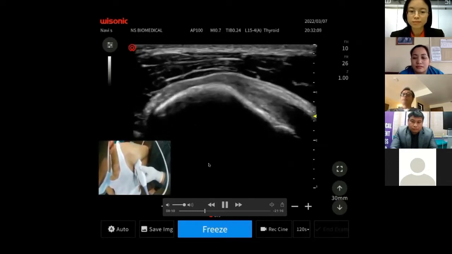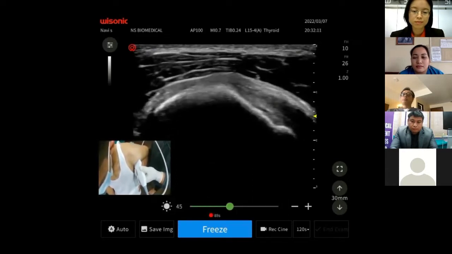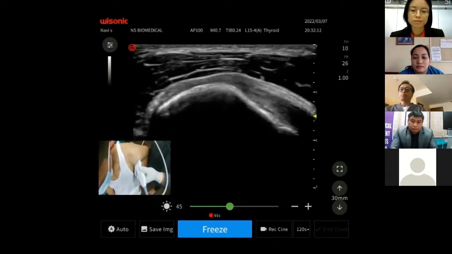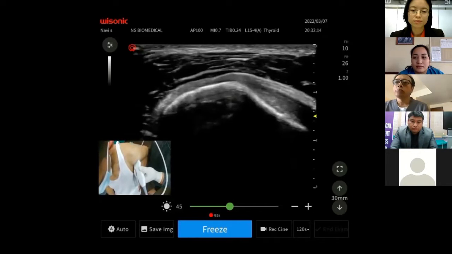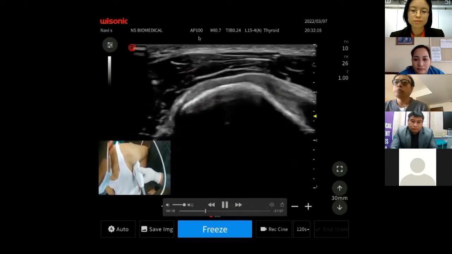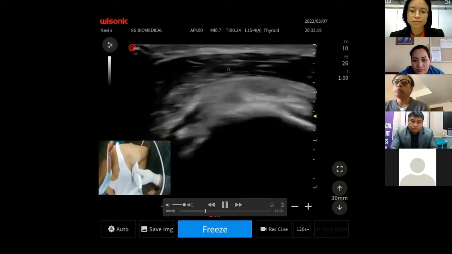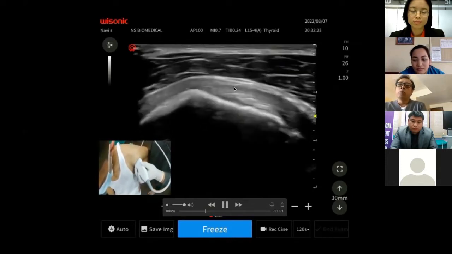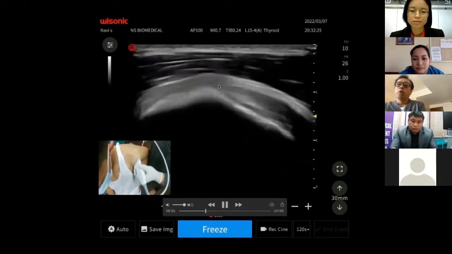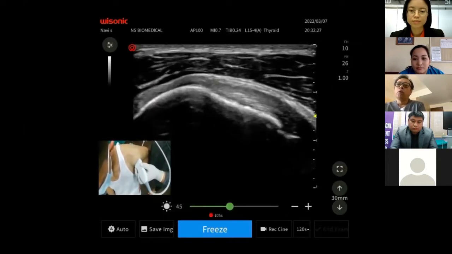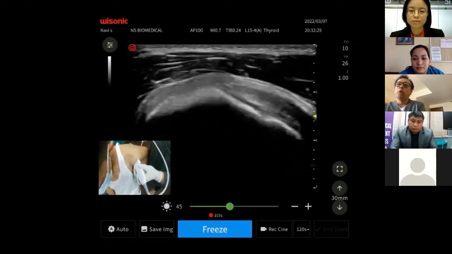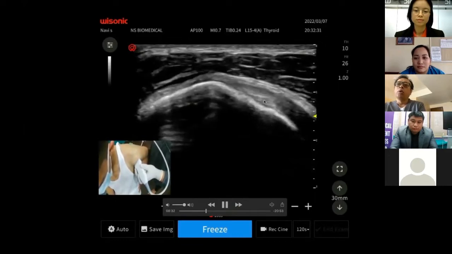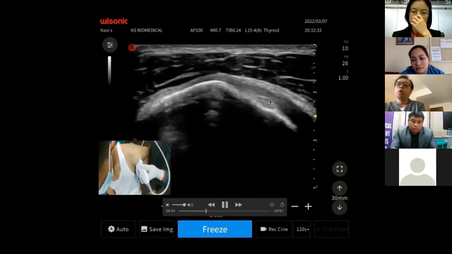So to know whether we have completely aligned our probe with the long fibers of the supraspinatus muscle, we can look at the fibers of the deltoid muscle. If the myofibrillar complex is parallel, then we know that we are on the long axis. Another way by which we can know whether we are in the complete long axis alignment is by looking at the long axis of the long head of biceps tendon.